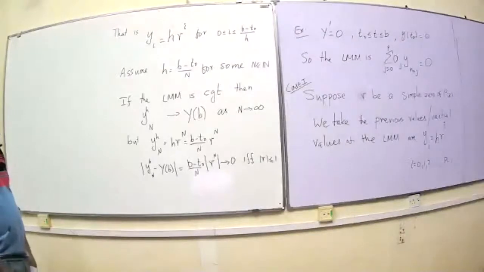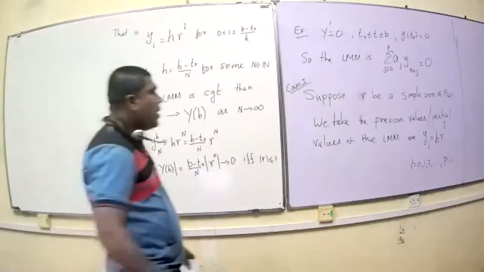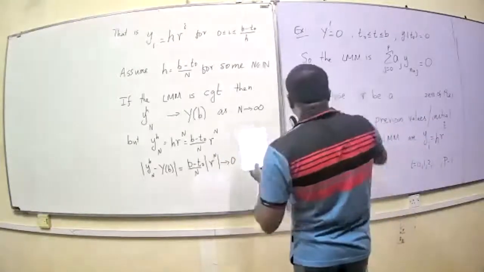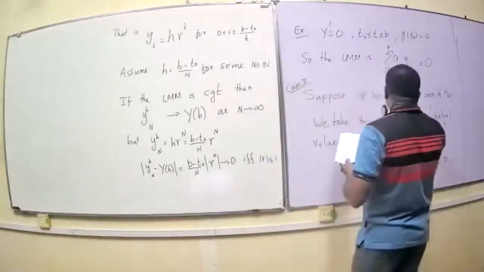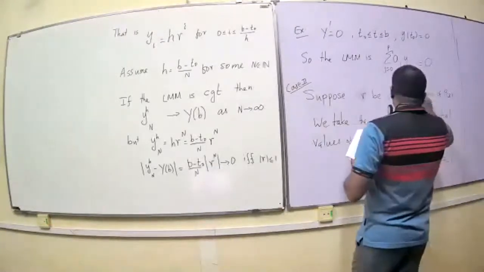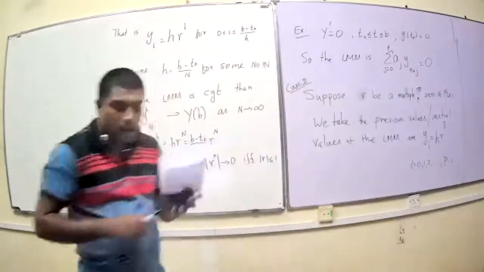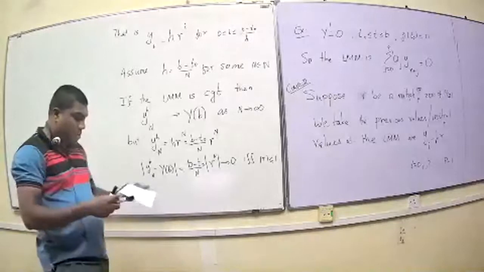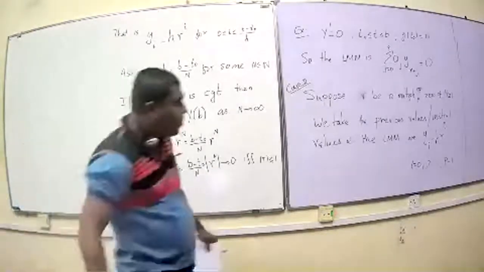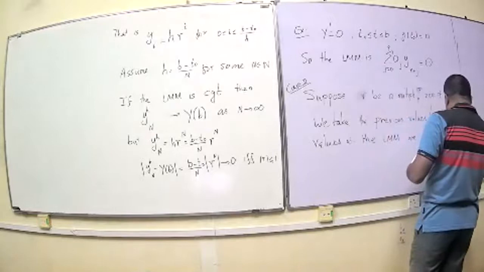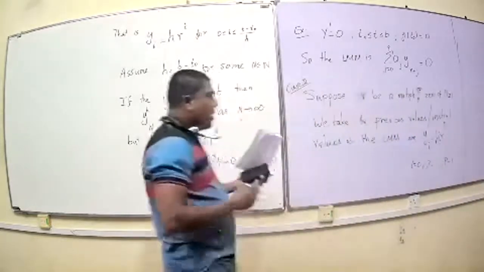Now case 2 is you take r to be a multiple root. Right, so if r is a multiple root, so let us change it here. Case 2. Let r be a multiple root of the polynomial. So this time we take this as h times i times r to the power i, right?